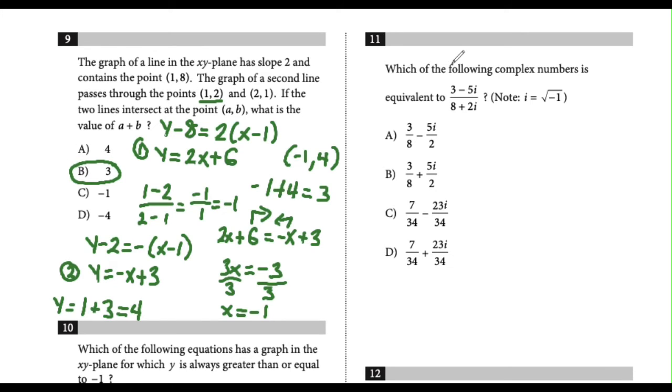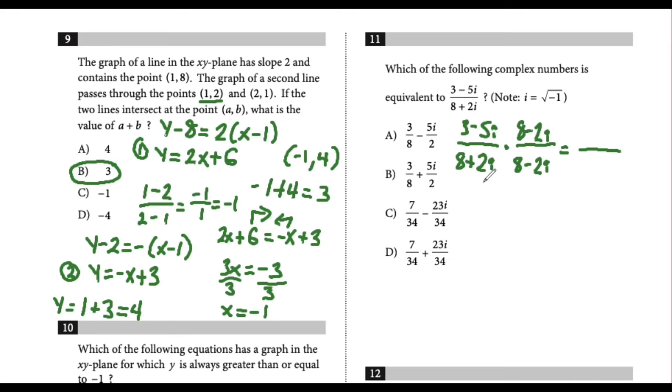Number 11. Which of the following complex numbers is equivalent to 3 minus 5i divided by 8 plus 2i? The way that we solve this question is by multiplying the numerator and denominator by the conjugate of the denominator. The conjugate is the exact same thing. You're going to use the same terms. The only difference is that the operation in the middle is going to be the opposite. So the conjugate of 8 plus 2i is going to be 8 minus 2i. And we're going to multiply the top and the bottom by this.